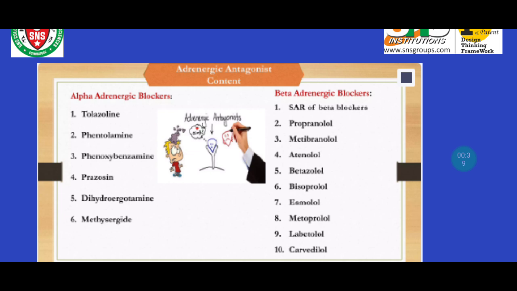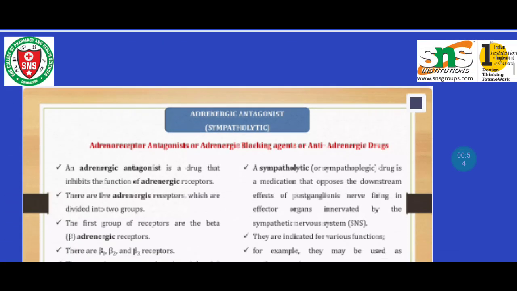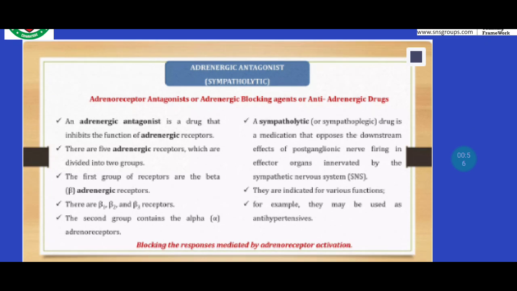And in beta adrenergic blockers, we are going to see the SAR of beta blockers: propranolol, metoprolol, atenolol, betaxolol, bisoprolol, esmolol, metoprolol, labetalol, and carvedilol. First, we will see what is meant by adrenergic antagonist, that is sympatholytic agent. Adrenergic antagonists are also called adrenergic blocking agents, anti-adrenergic drugs.